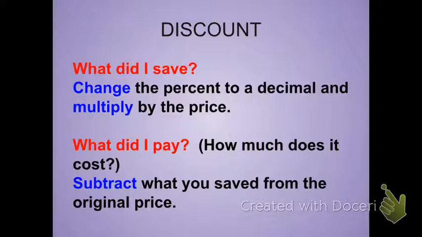If a question asks you how much you're going to save, you're going to change the percent to a decimal and multiply by the price because you're going to come up with the amount of money you're saving. Okay, if a question asks you how much you're going to pay for something or how much does it cost, you're going to do this and then you're going to subtract what you saved from the original price. And those are really the steps to these.